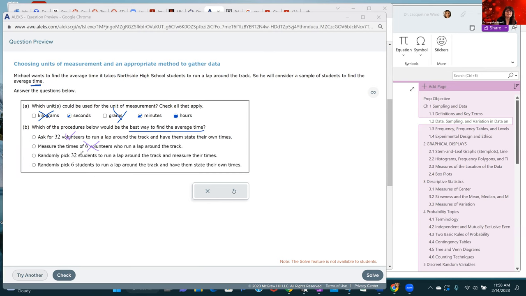Randomly picking 32 students and measuring their time. That's really good. Here, you've randomly picked, but you've asked them to state their own times. That's not very precise, right? Imagine running and trying to count, or, okay, I'm going to start my watch or something. So does it make sense that that's the best answer? Okay.